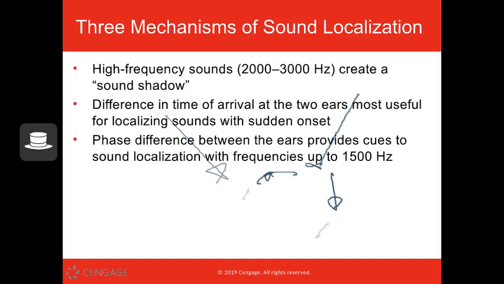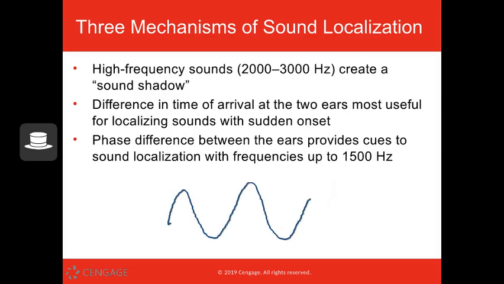Also, the phase difference between the ears provides cues to sound localization with frequencies up to 1,500 hertz. Phase differences are basically how this wavelength is where it is in this phase, right? So if you have one that's here and then another one that's here, that phase difference can help us understand where the sound is.